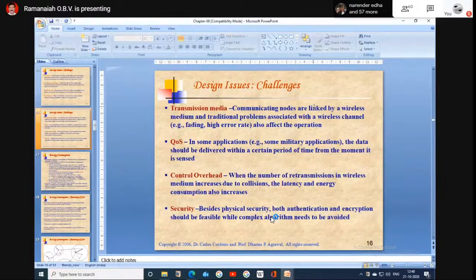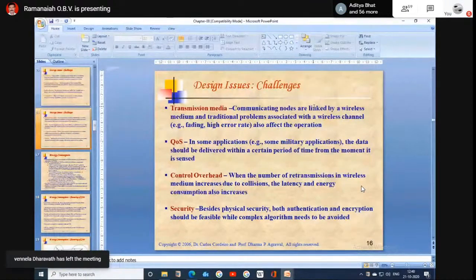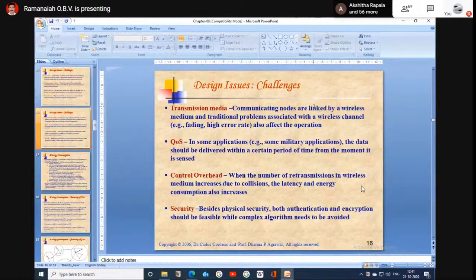Security. Besides physical security, both authentication and encryption should be feasible while complex algorithms need to be avoided. So security, nevertheless, is the ultimate. You cannot just deploy a network and forget about it. Because you may say, why only in wireless sensor network, right? In every network there is a security problem. Security is the big concern. But in the case of wireless sensor network, it is even higher.